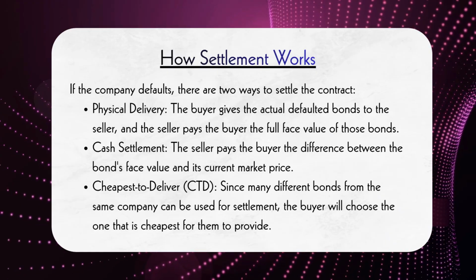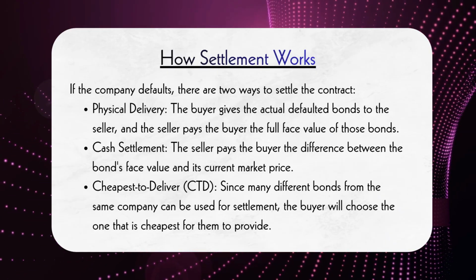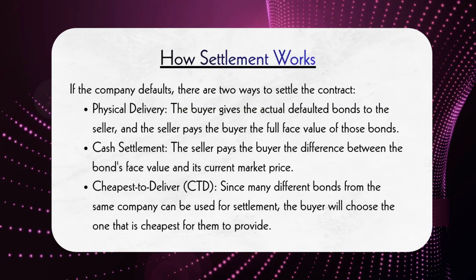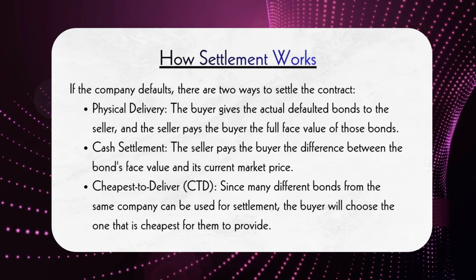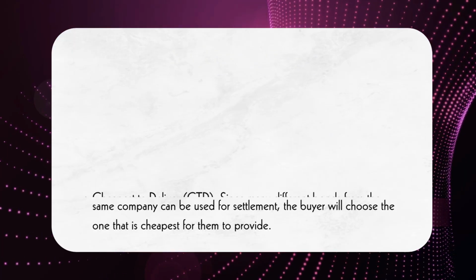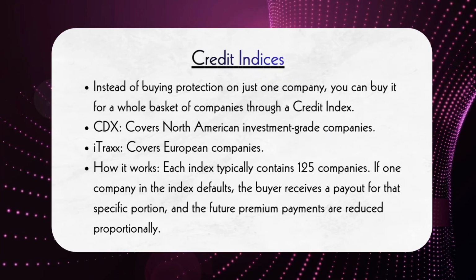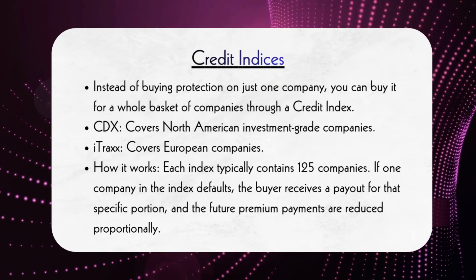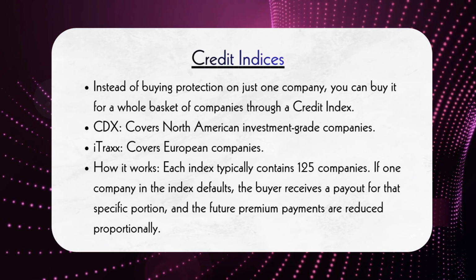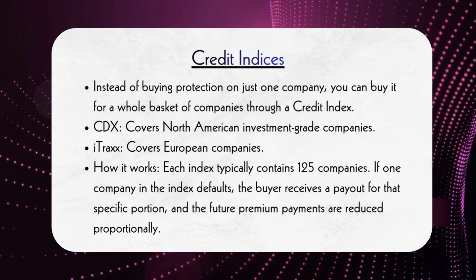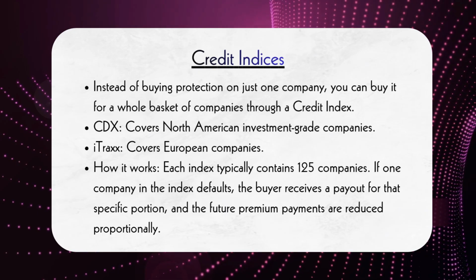It is also important to note that if a default happens between payment dates, the buyer must make one final accrual payment to cover the time since the last payment before the premiums cease. Moving beyond individual companies, we have credit indices like the CDX in North America and the iTraxx in Europe, which allow investors to buy or sell protection on a basket of 125 different entities.